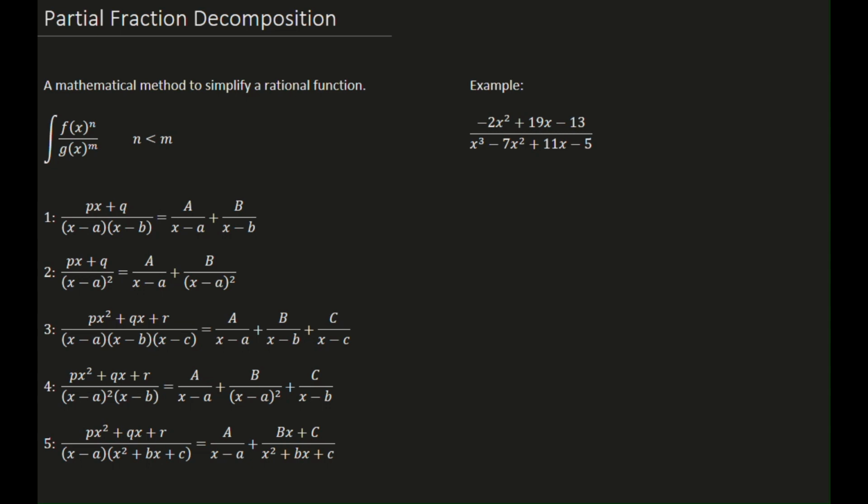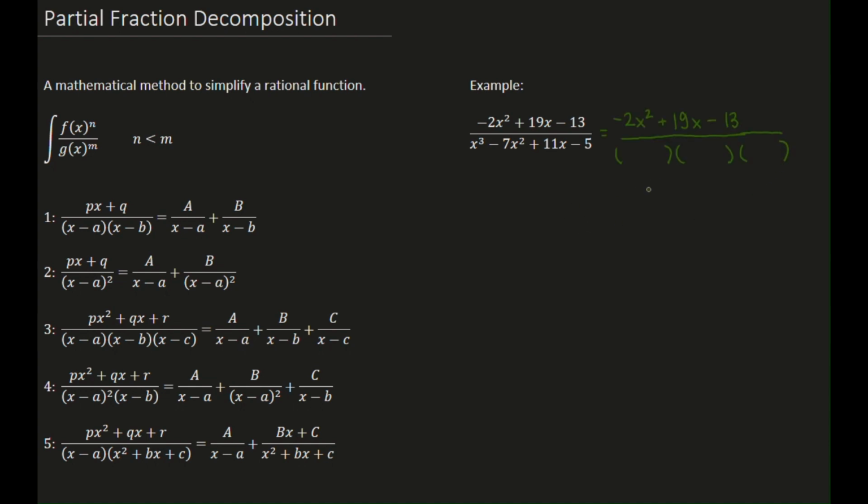An example of the fourth form for a partial fraction decomposition is the function negative 2x squared plus 19x minus 13 divided by x cubed minus 7x squared plus 11x minus 5. Like the previous three examples, we want to simplify the denominator so we can see that it fits form 4. In order to do that, we need to factor the denominator.